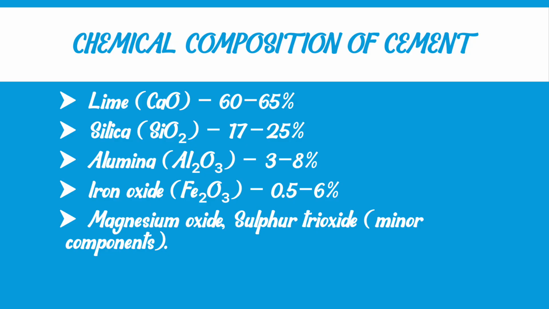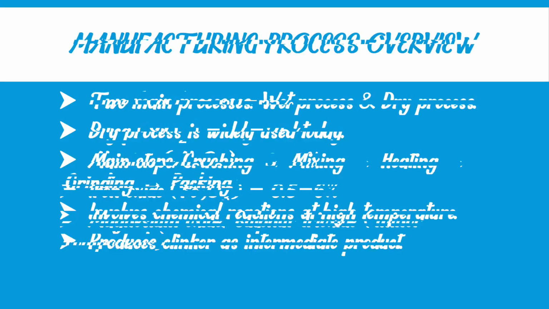Chemical composition of cement: lime CaO 60 to 65 percent, silica 17 to 25 percent, alumina 3 to 8 percent, iron oxide 0.5 to 6 percent, and magnesium oxide and sulfur trioxide, which are minor components.